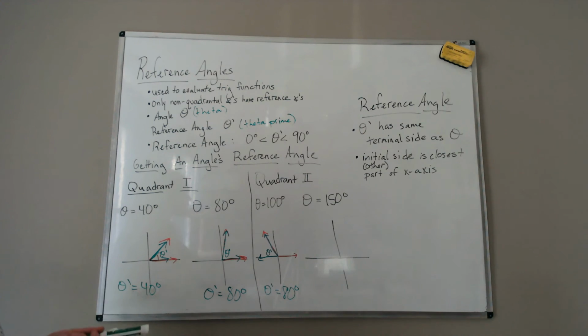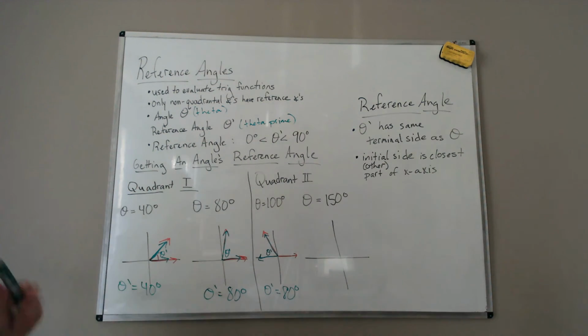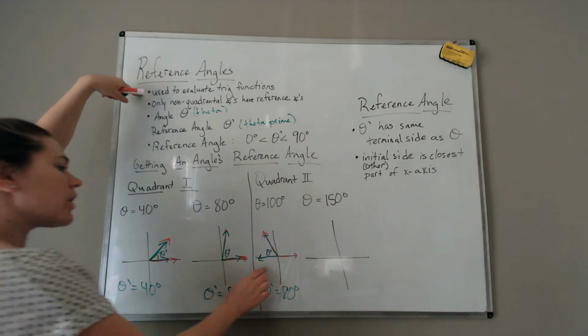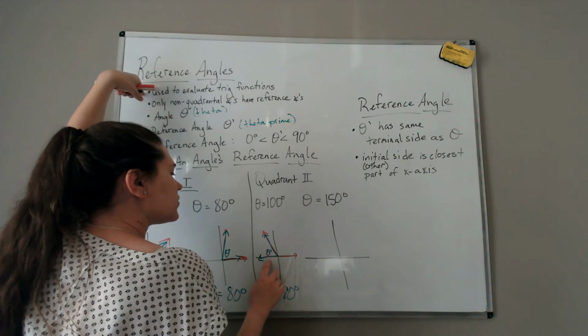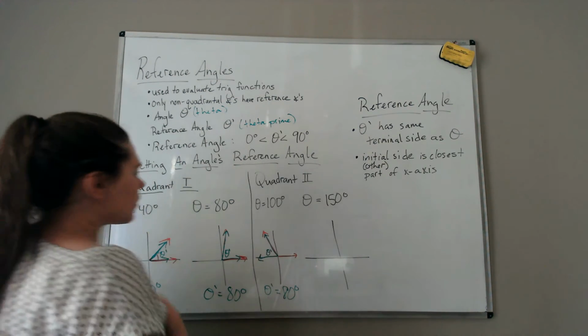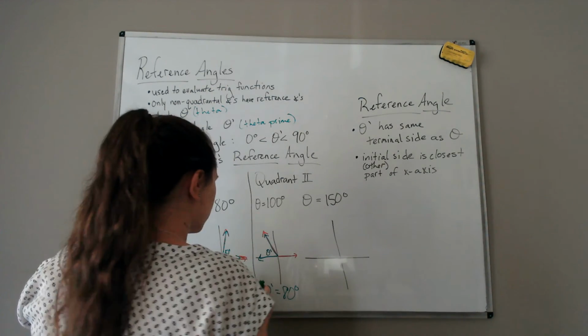However, the other side has to be the closest part of the x-axis. You never go to the y-axis. Never, ever, ever. The reason we do this is because we have to standardize how we evaluate trig functions, and we always need to make sure that we're coming to the closest x-axis, because someone set that before us, and not going to the y-axis. Okay, so the next one, 150 degrees.